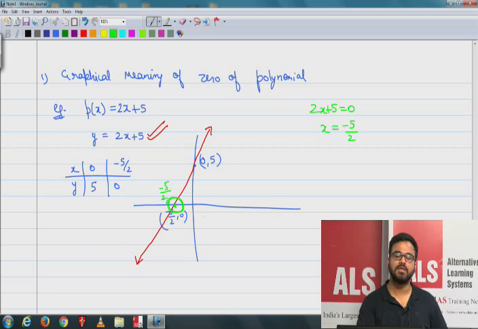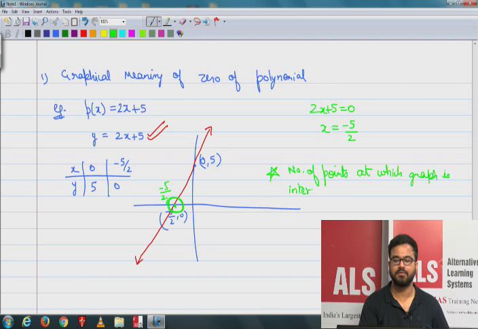And graphically it means when you draw the graph of any function, any polynomial, at whatever point it is intersecting the x-axis, those points are called the zeros of the polynomial. So note down this statement: the number of points at which the graph is intersecting the x-axis are called zero of polynomial.